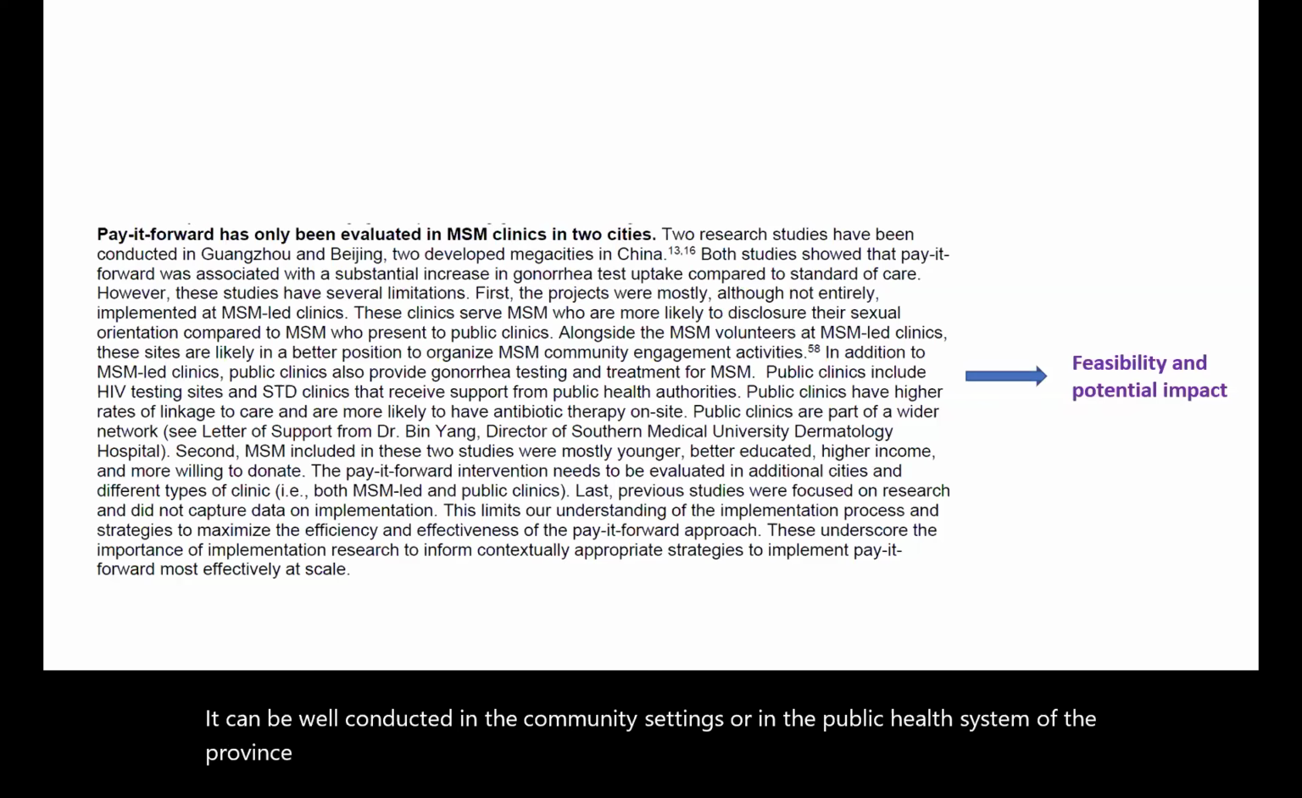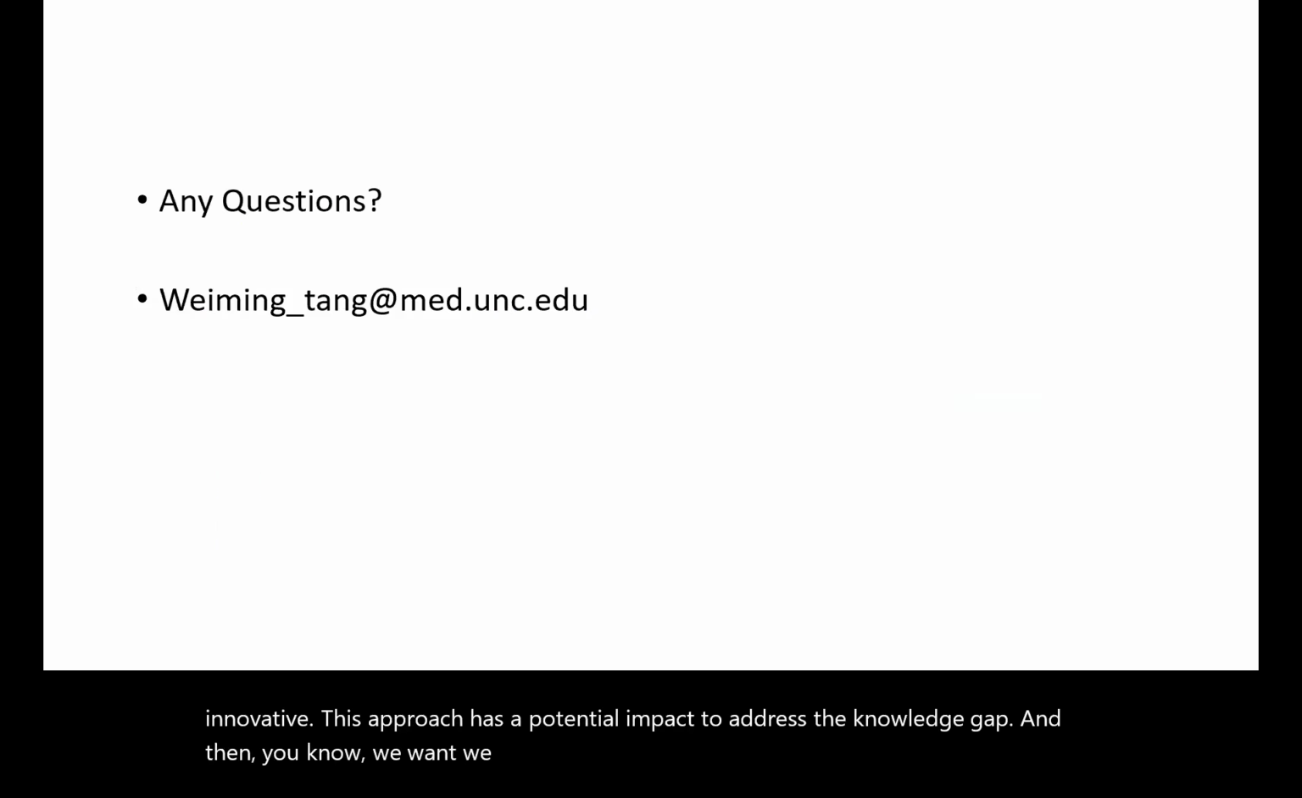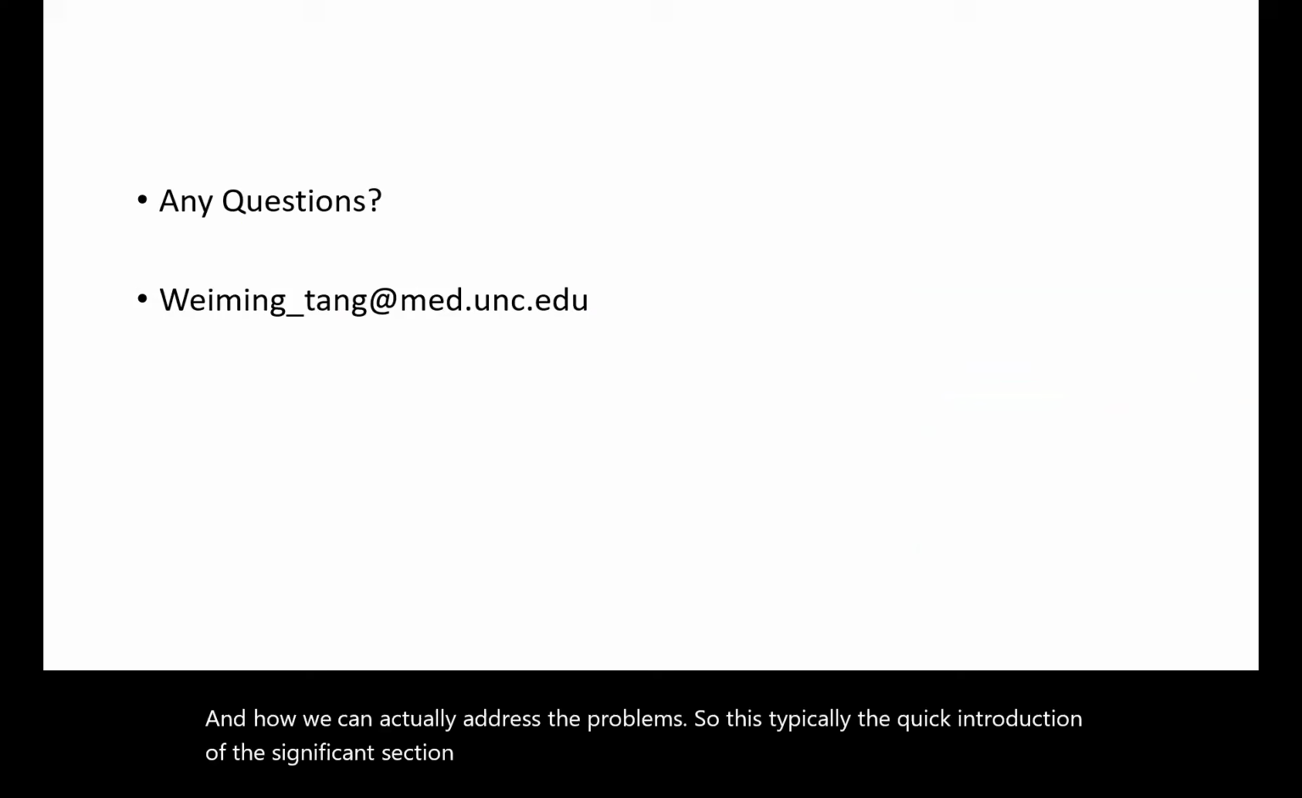You want to convince the reviewers that this is durable. This approach is innovative. This approach has a potential impact to address the knowledge gap. And then we will have a summarization paragraph to summarize the potential impact of this proposed study and how we can address the problems. So this is typically a quick introduction to the significance section of the NIH grant. We may have lots of problems, and we can go through some of them one by one.